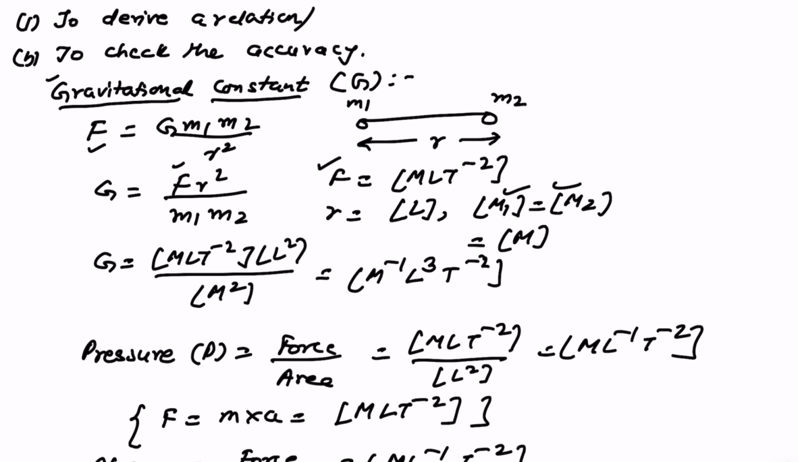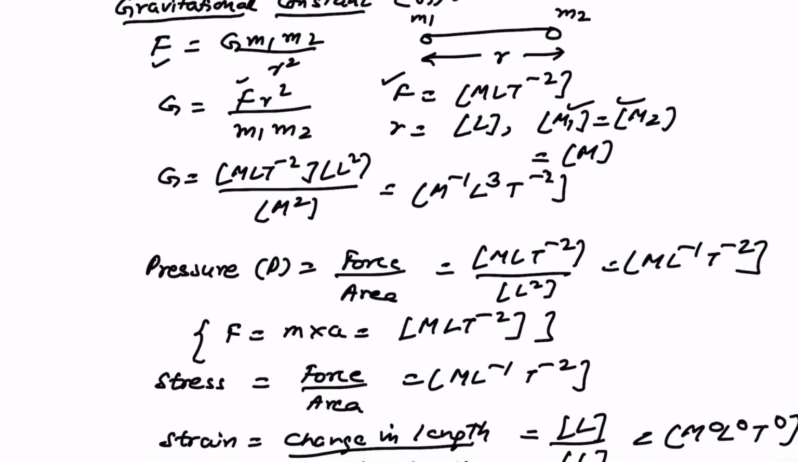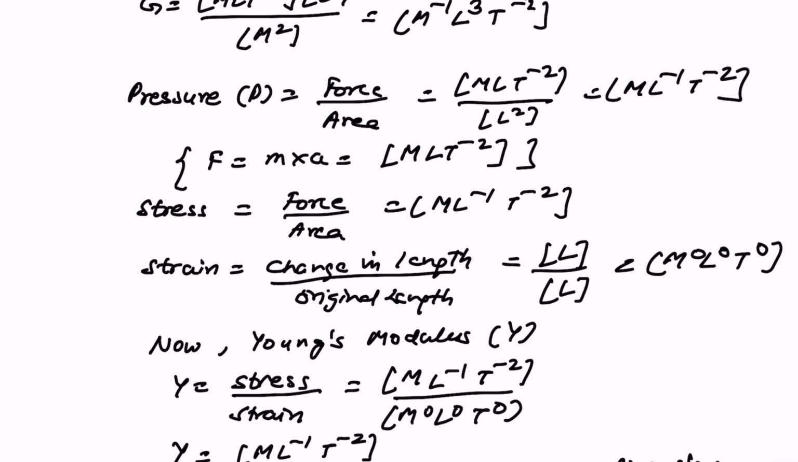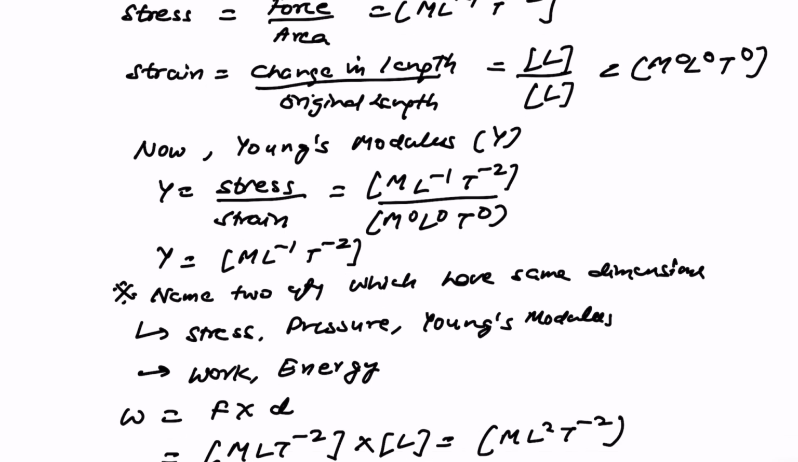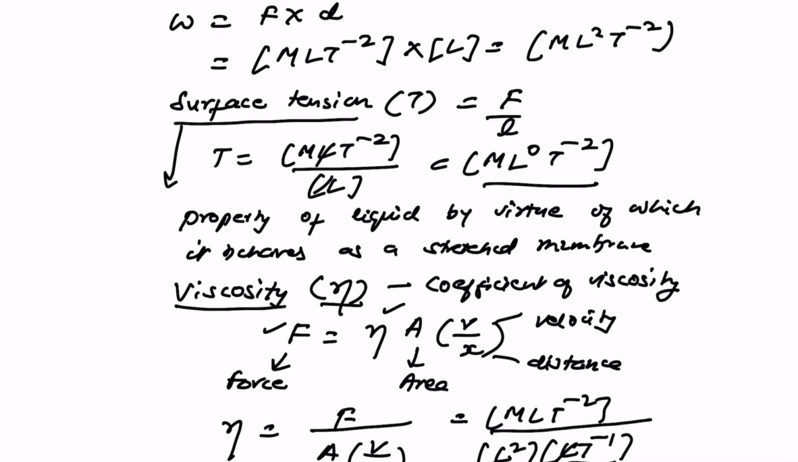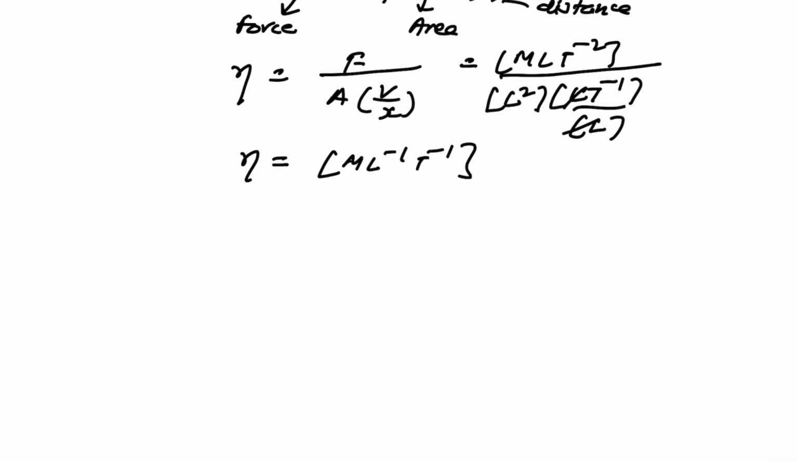So we have done the dimensions first of gravitational constant, pressure, stress, Young's modulus, then work and energy, surface tension, viscosity.